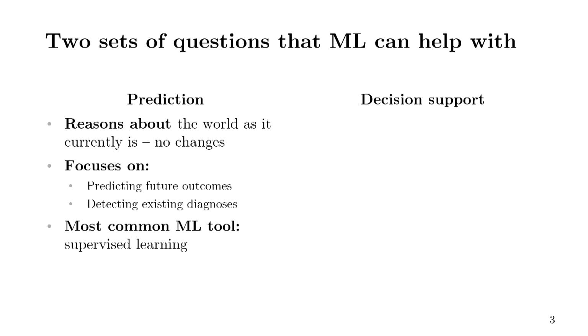Okay, so there are, roughly speaking, two sets of questions in pain that we can answer using machine learning models. The first set is the set of predictive models, and the second set is a set of models that help us answer questions of decision support. So in the predictive bag of questions, what we're really focusing on is we want to reason about the world as it is. So nothing is going to change drastically, but I am trying to develop a model, to build a function that helps me predict some outcome in the future, or it helps me identify some diagnosis, some ailment that happened in the past.